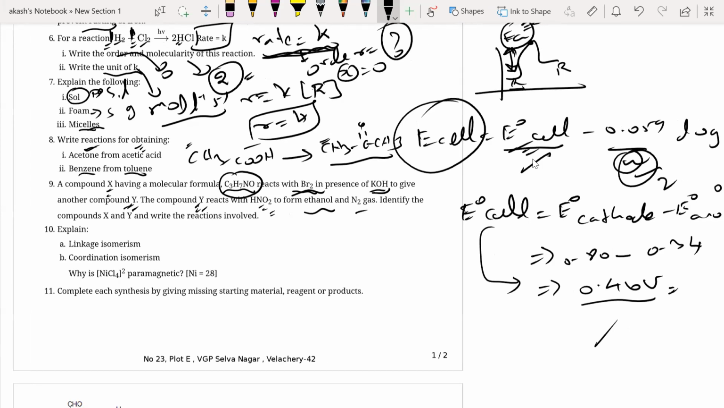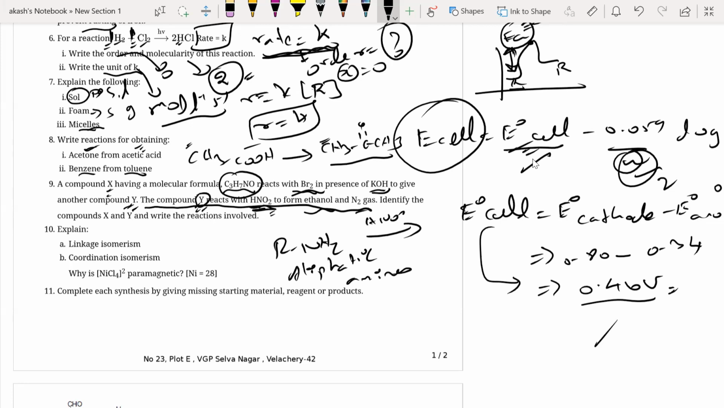So you can easily understand that this reaction is from an amine because I'm using HNO2. Now look at this. This particular information is good enough for us to understand what compound Y is. Why? Because if I have RNH2, that is your aliphatic amines, and you make it react with HNO2, now they will form your diazonium salt.